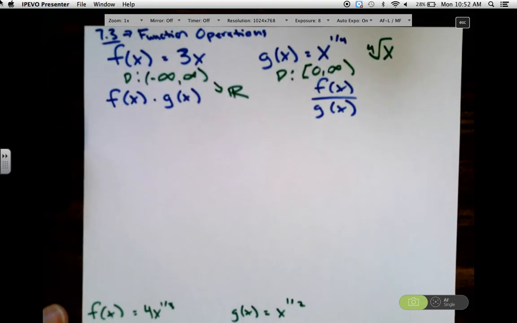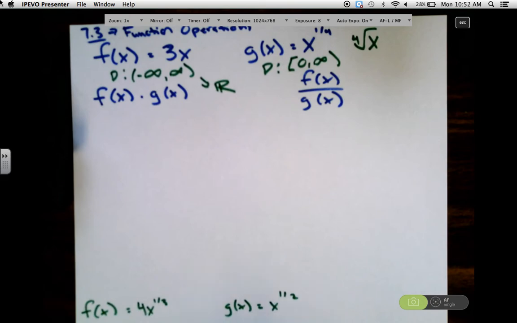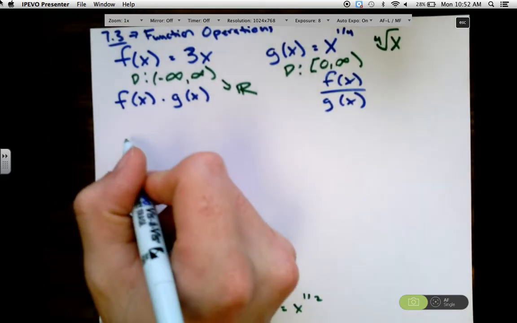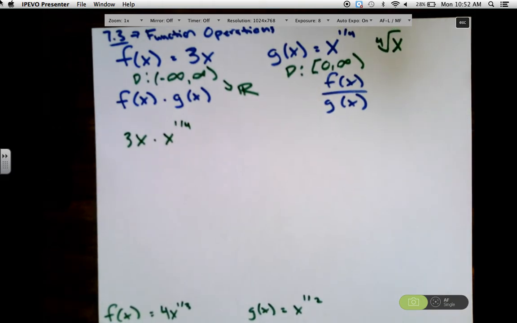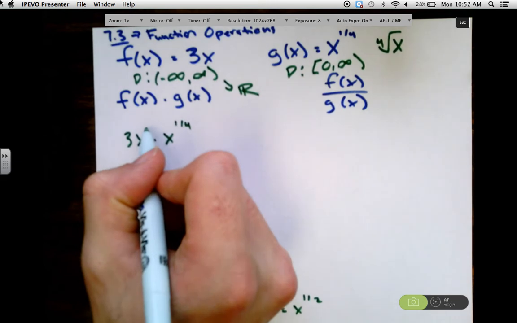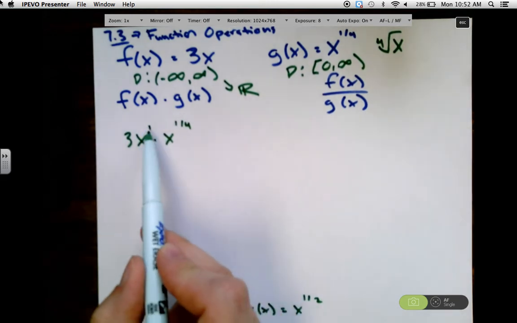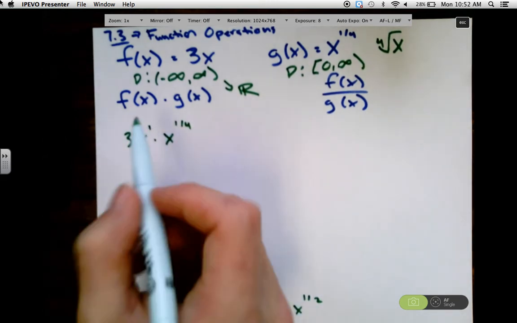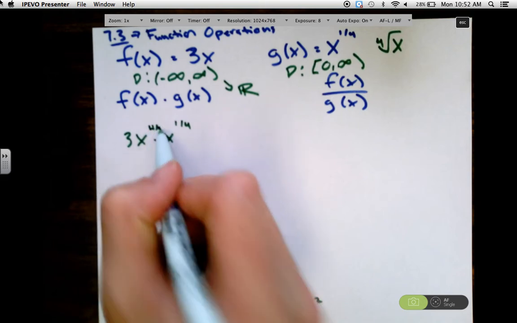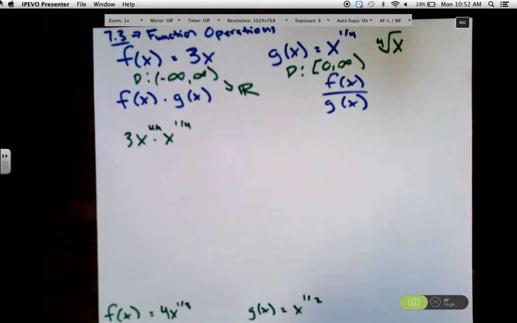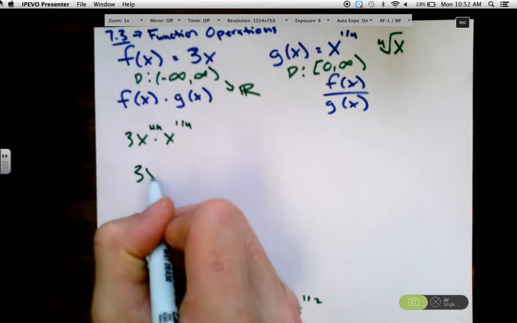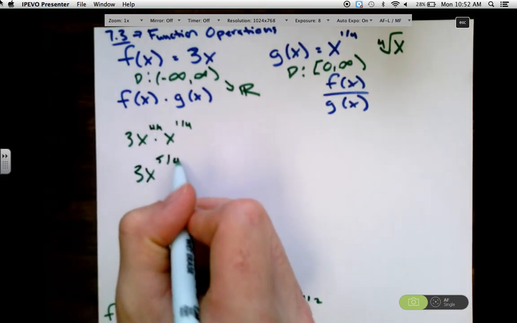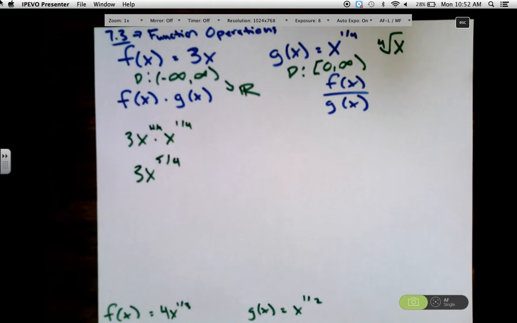Now, when I go through and multiply, the actual operations themselves are the exponent rules. So we've done 3x times x to the 1/4 before. And like some of you said in class, we're multiplying things with the same base, so we're going to add these exponents. The exponent here is 1, the exponent there is 1/4. 1 is really just saying 4/4. So 4/4 plus 1/4, I'm going to have 3x to the 5/4 as my final answer.